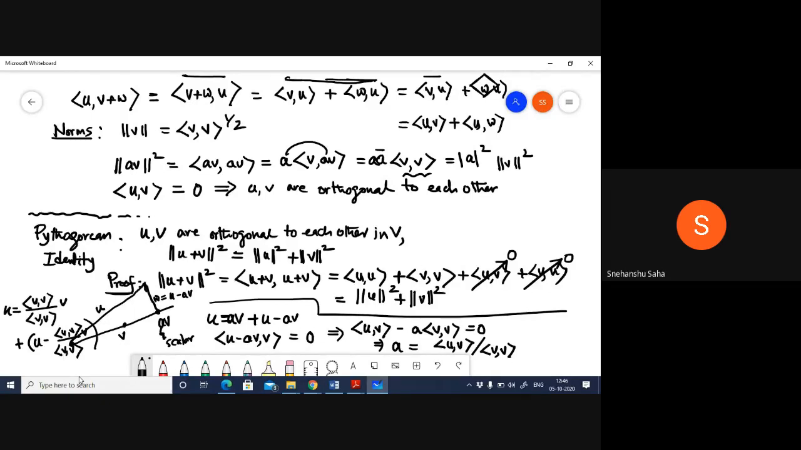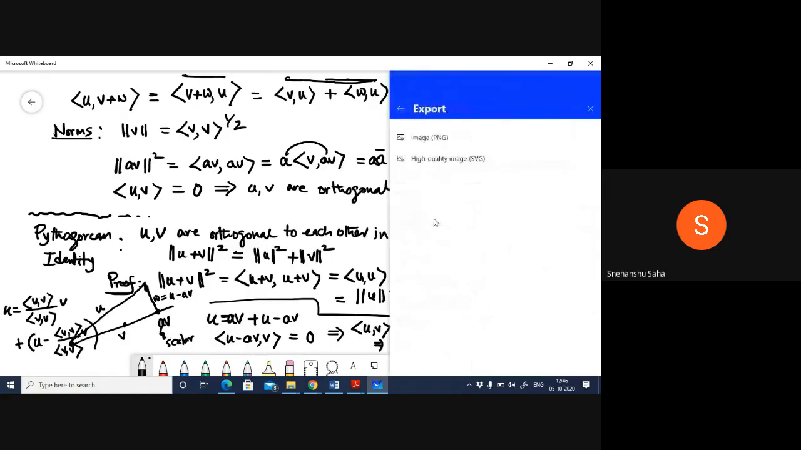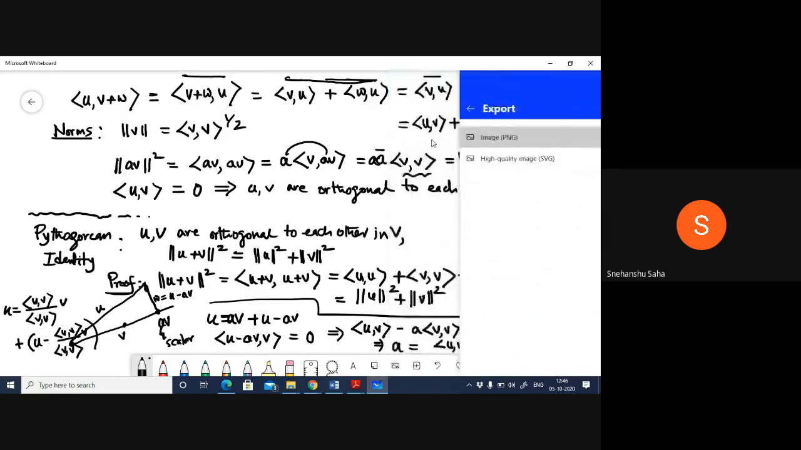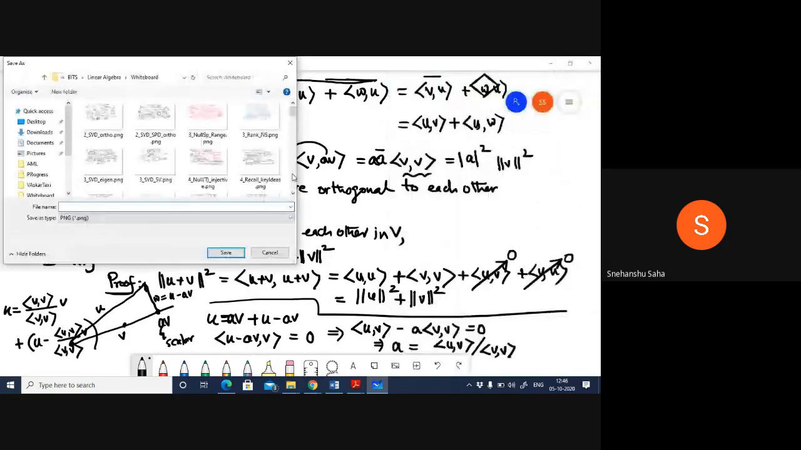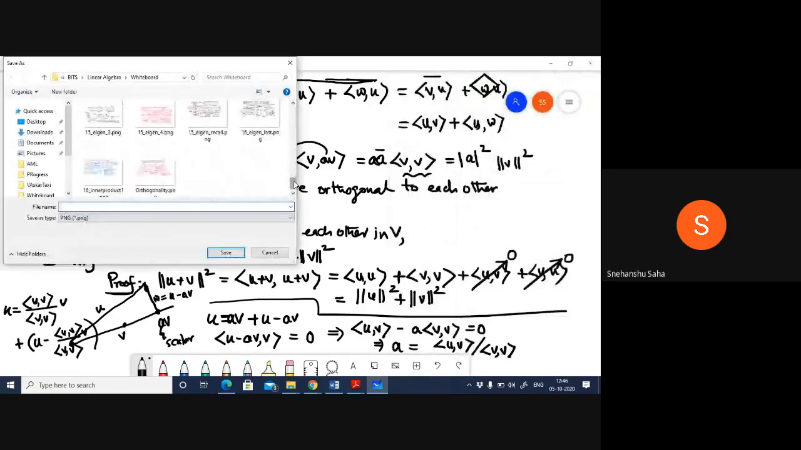I need this to show a very important inequality, which you probably have heard of, but may not have used it or seen why this is true. And that is known as the Cauchy-Schwarz inequality.